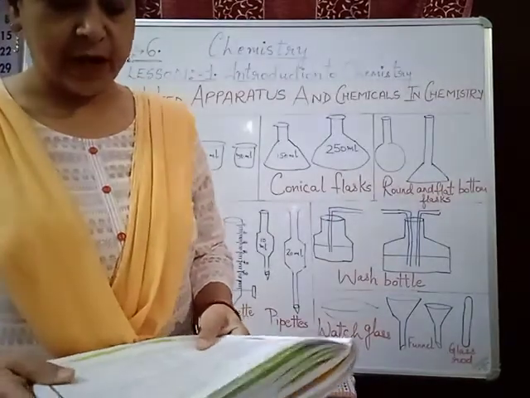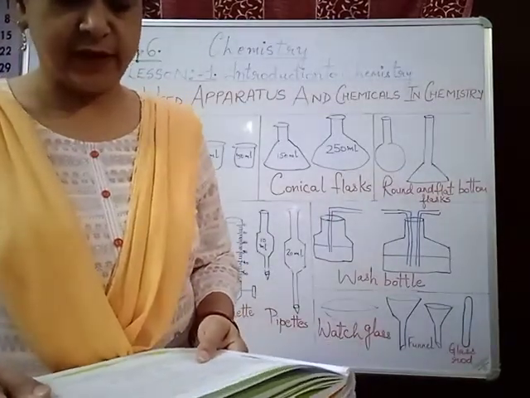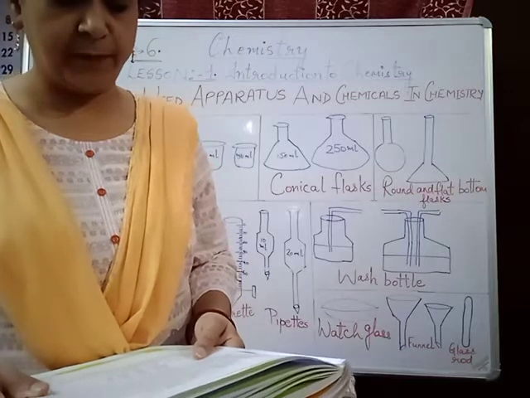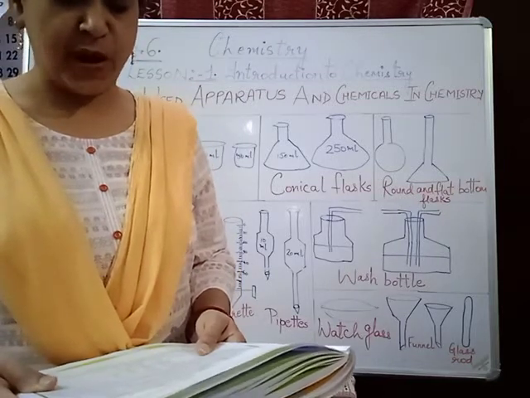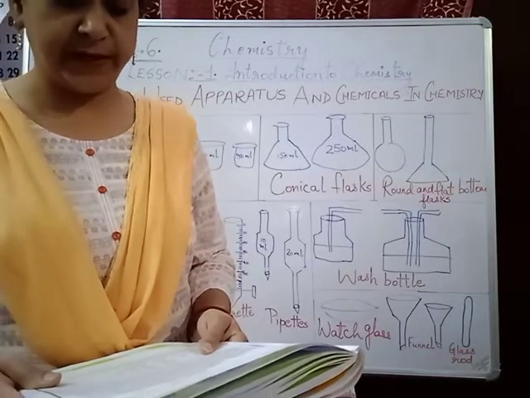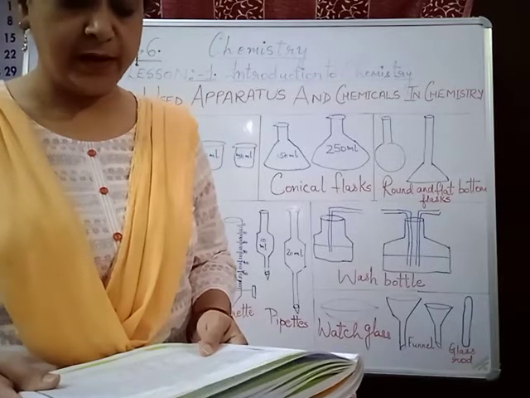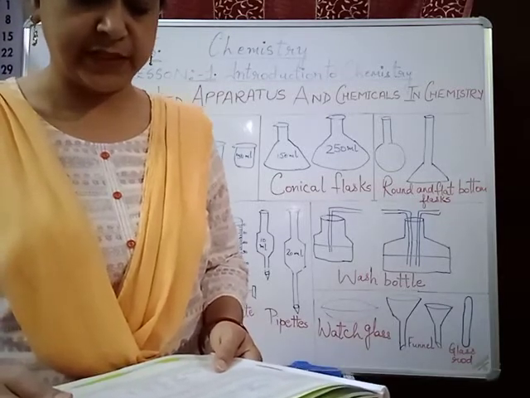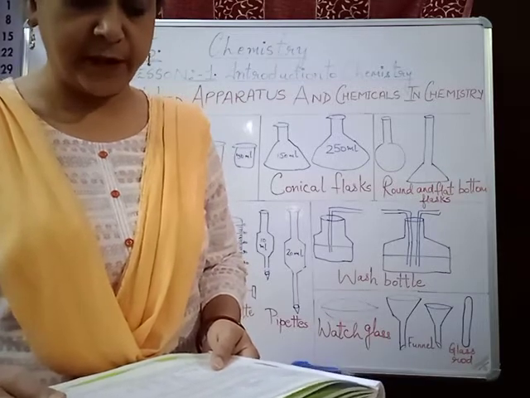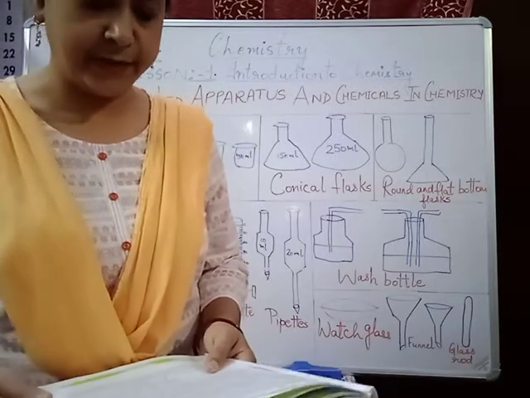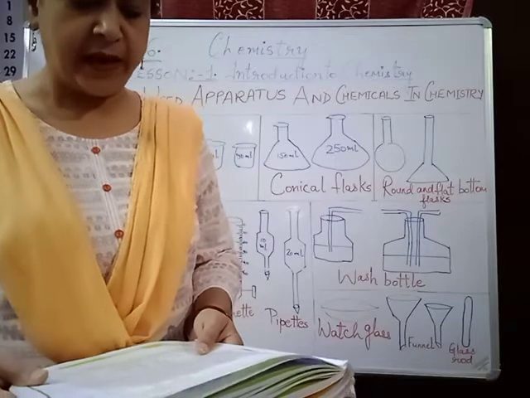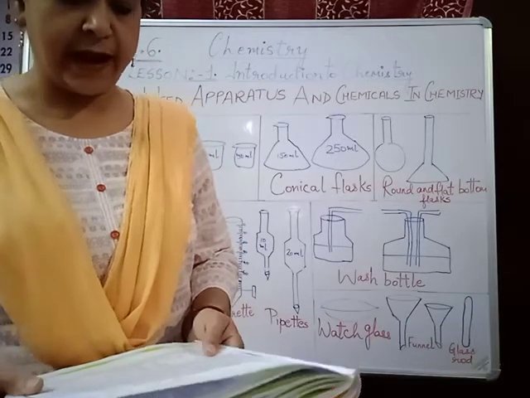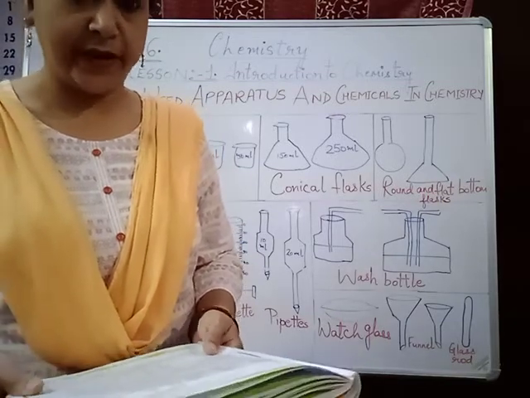Measuring cylinders. A measuring cylinder is a cylindrical vessel. It is generally made up of glass. It has marks of milliliters for measurements of volumes of liquid. Measuring cylinders are available in different capacities such as 10 ml, 20 ml, 50 ml and 100 ml, 250 ml and 500 ml and 1000 ml, 1 liter.